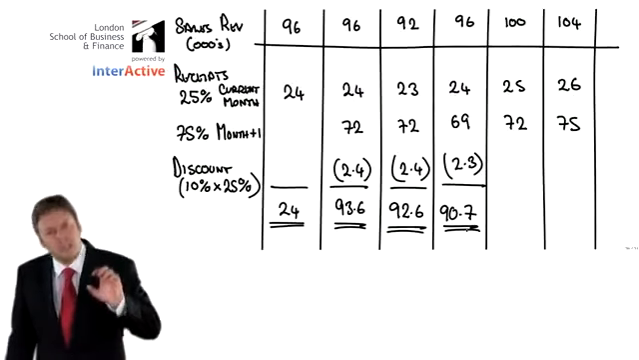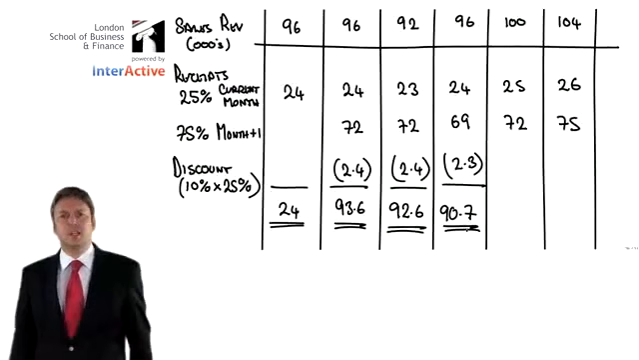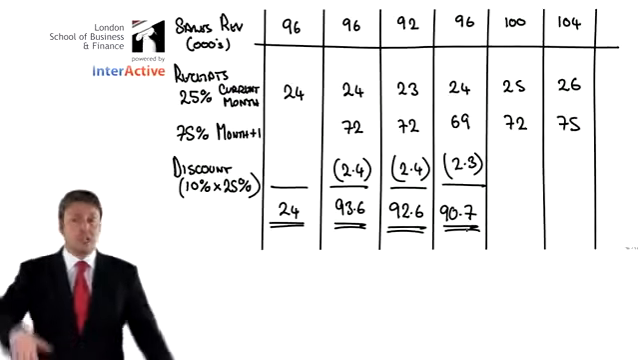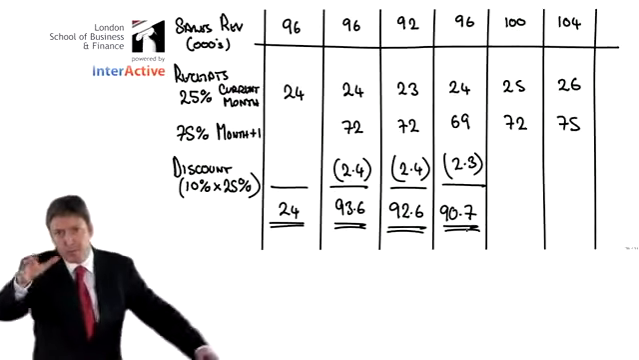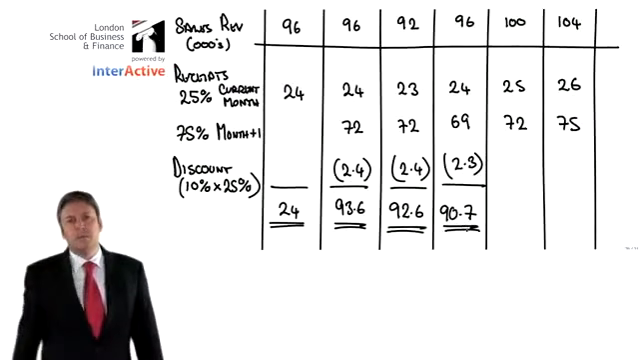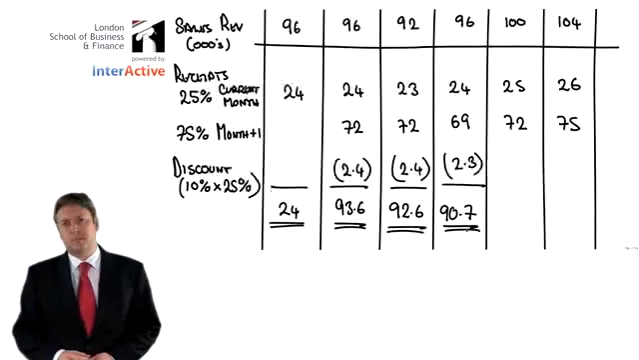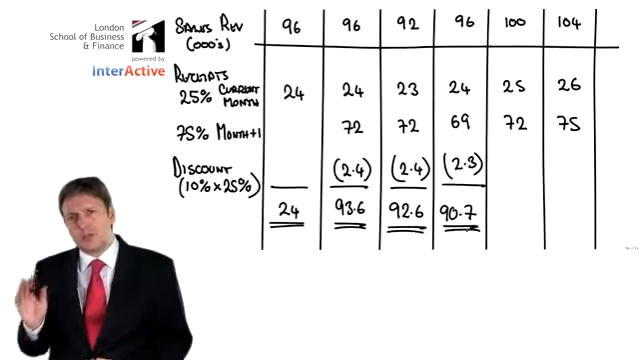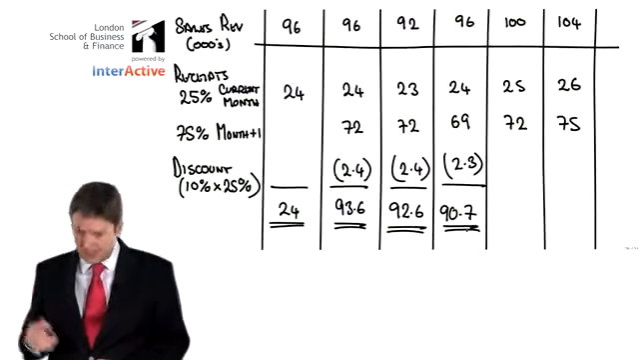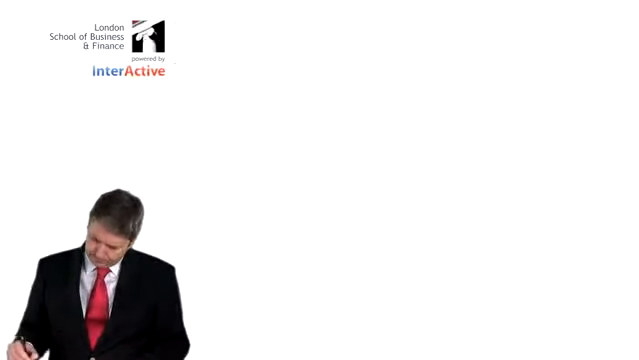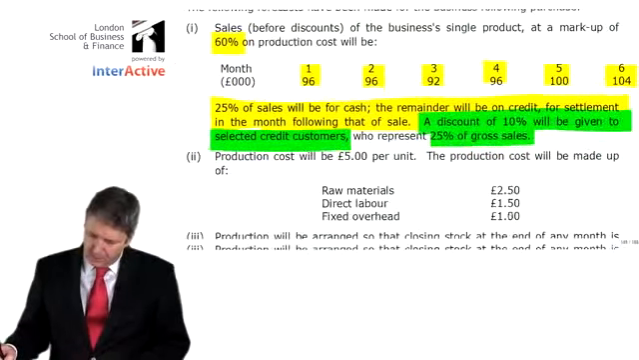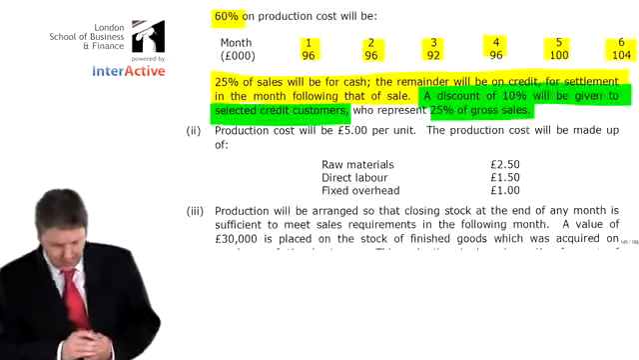Critical numbers, definitely worth 2 or 3 marks in the exam, an absolute must to get right. And all I want you to see is the methodical, step-by-step nature by which we've managed to achieve this. Well, okay, so we've got our sales receipts. Let's go back to the question. We dealt with note 1. Now, note 2.